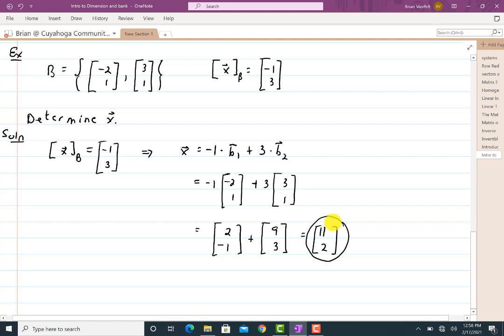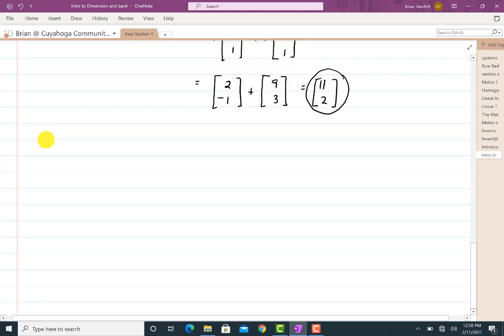So given the coordinate structure for the X in the particular basis we're dealing with, I'm able to go and uncover X. On the other hand, a slightly different question will be, if I give you X, can you tell me what its coordinate vector is going to look like relative to a given basis? So let's do another example to illustrate that.